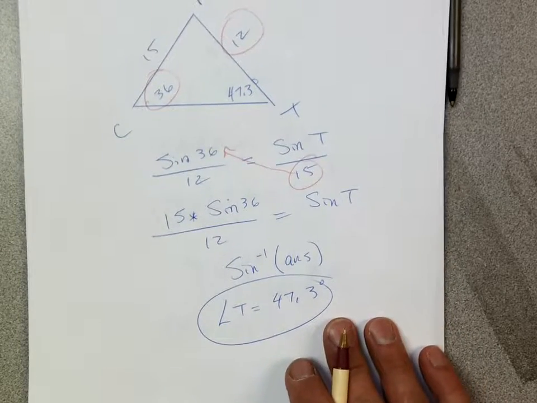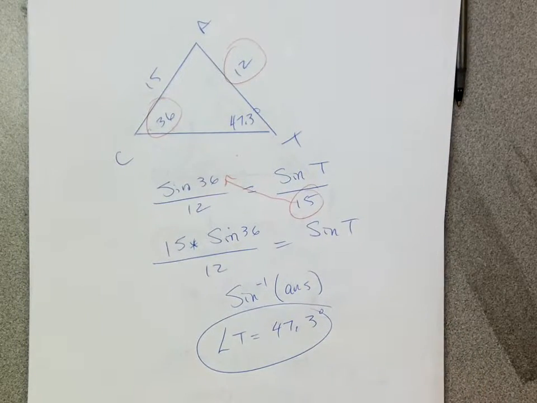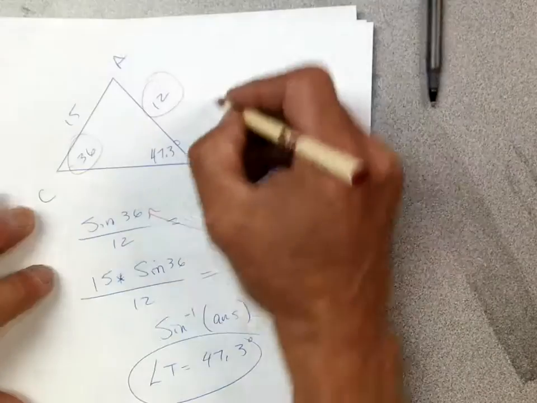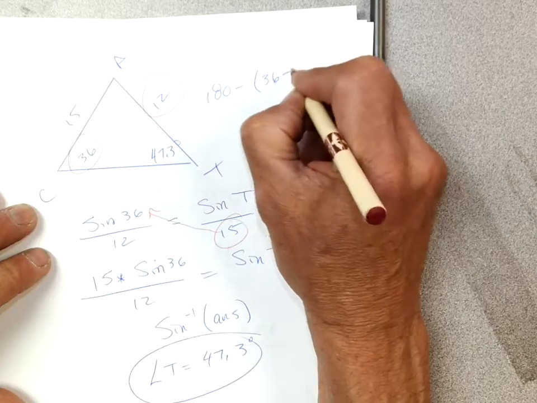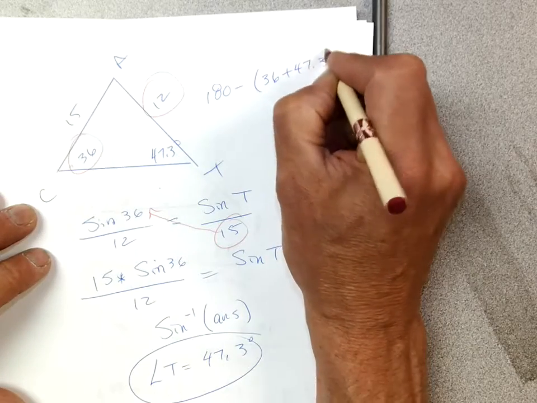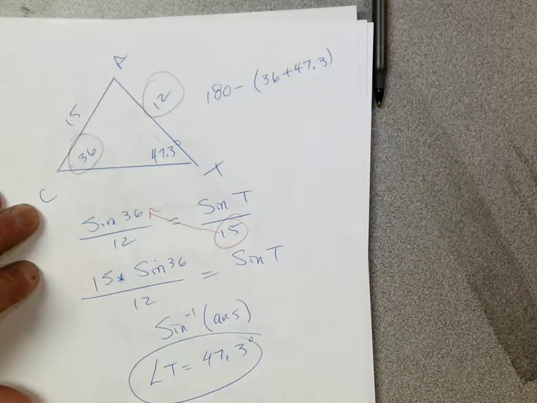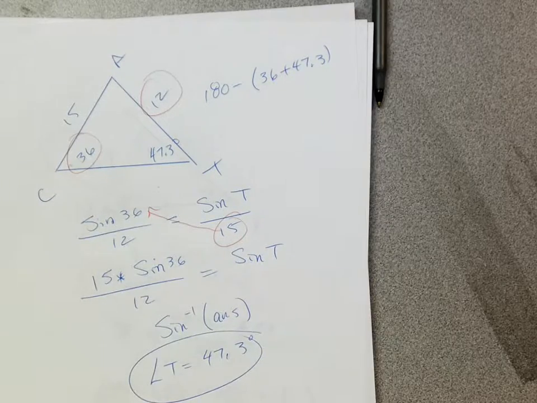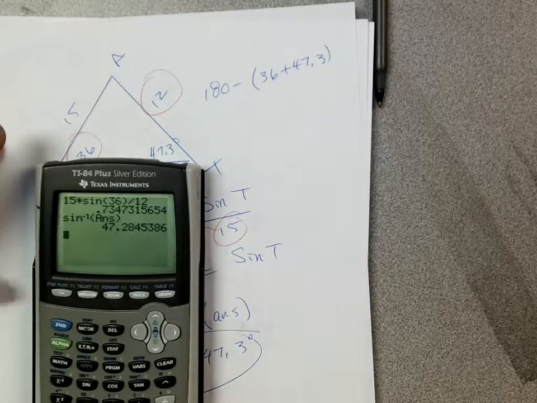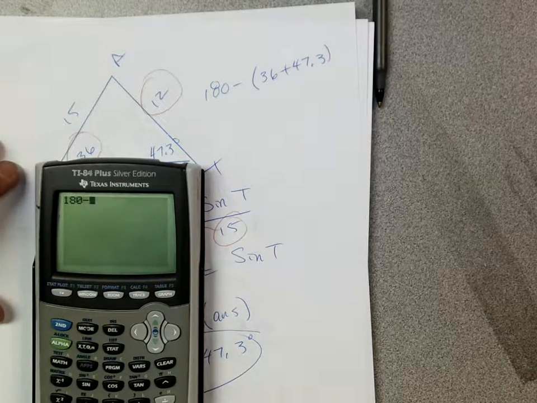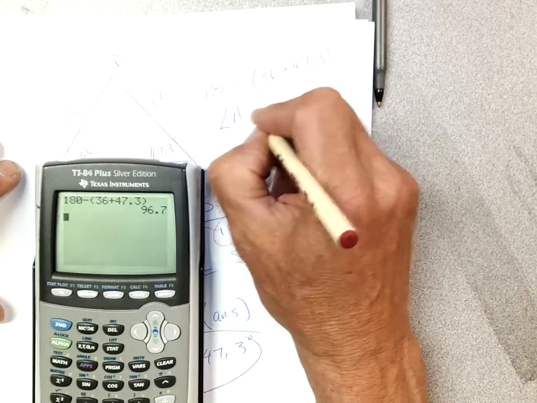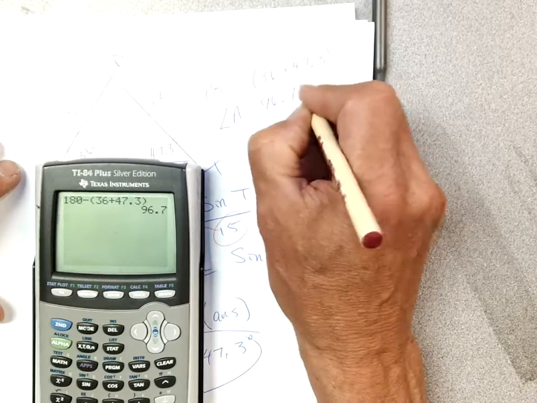So what else could I find? Angle A, right? Angle A, that's easy. Angle A is just 180 degrees minus 36 plus my 47.3. Emma, you see how I did it differently than what the book does? I just always do it in two steps. I don't know why they try to do it in one step because it just confuses you. So I'm going to go 180 minus parentheses 36 plus 47.3, and I get an answer that angle A is about 96.7 degrees.